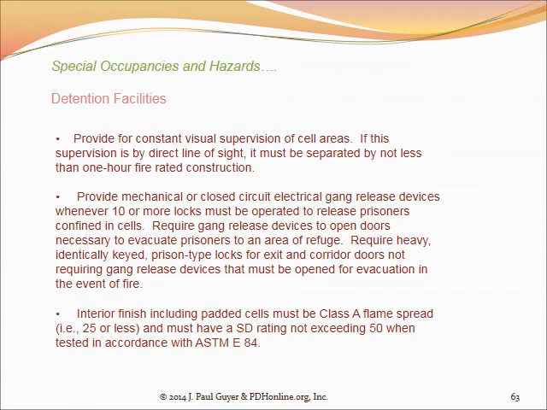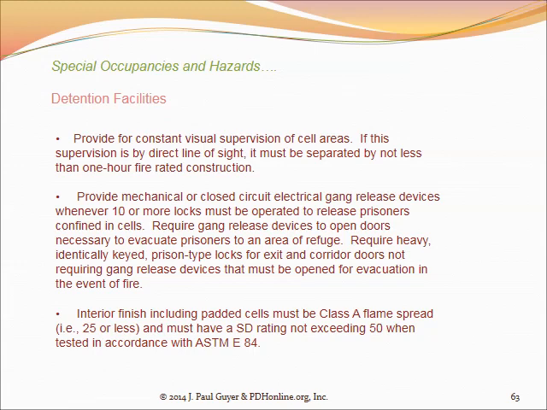In detention facilities, the general approach in their design is to provide constant visual supervision of cell areas by the guard staff. This is a plus, if you will, as far as fire detection is concerned, because the supervising staff are there and can observe if a fire breaks out. And the separation between the cell areas and the place of supervision needs to have a 1-hour fire rated construction.